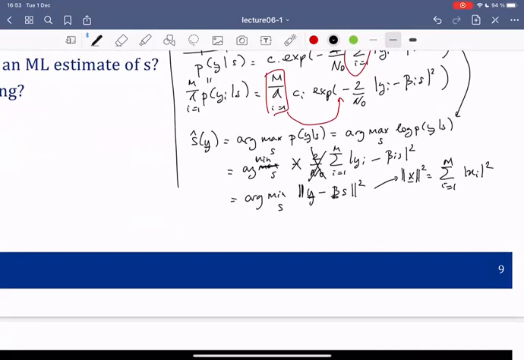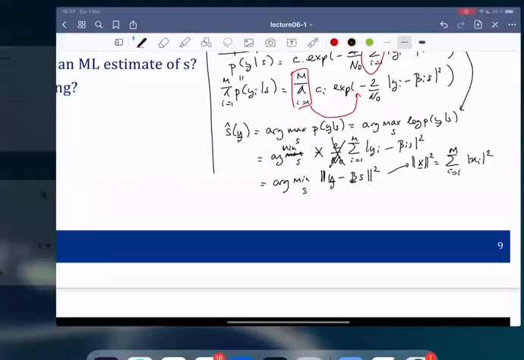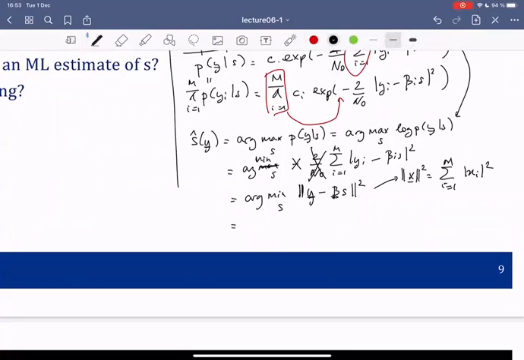Okay, so I will do a minimum Euclidean distance based on this observation. Now it turns out I can actually go one step further. I can write this squared norm out. So this is norm of y squared plus norm of beta squared s squared minus 2 times the real part of beta Hermitian ys. Good.